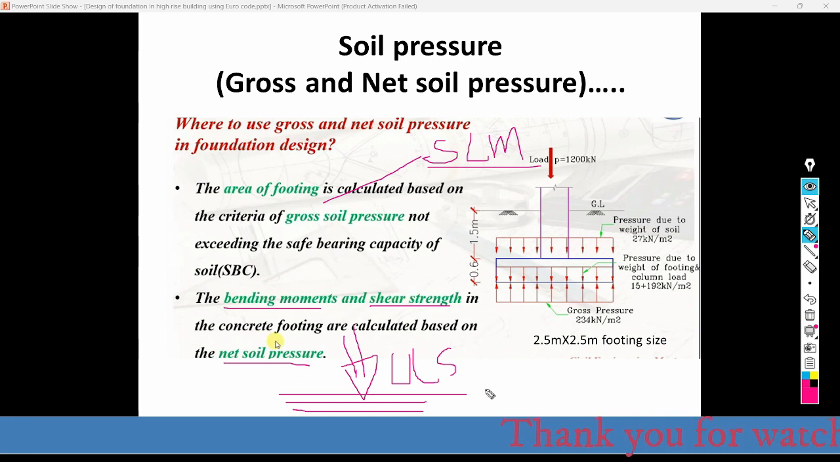So we need to use net soil pressure for ultimate limit state requirement, and we need to use gross soil pressure for serviceability limit state requirements. This is for deflections, for just calculation of soil pressure, and for checking the cracks. All the serviceability limit state requirements depend on the gross soil pressure.